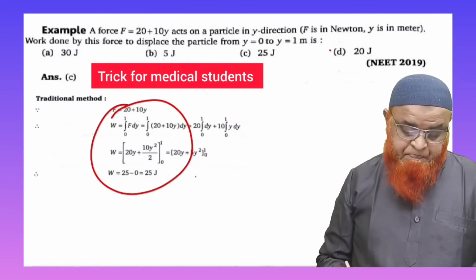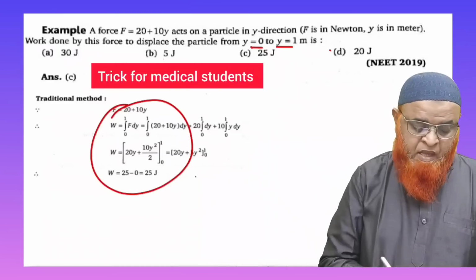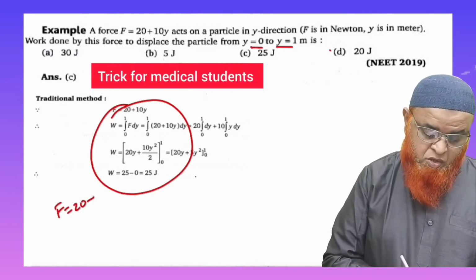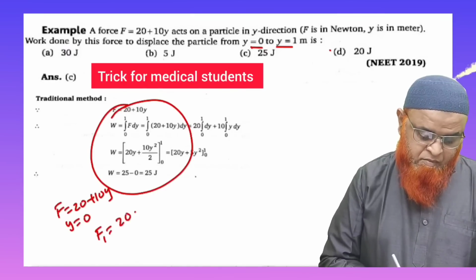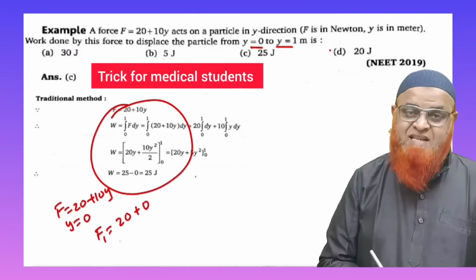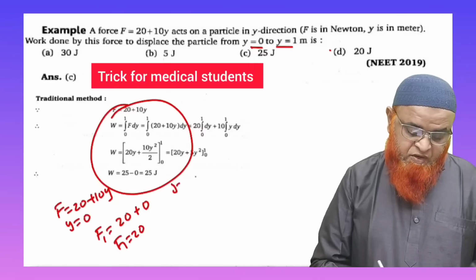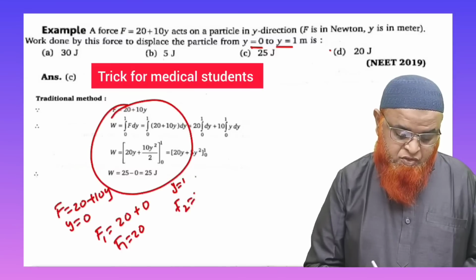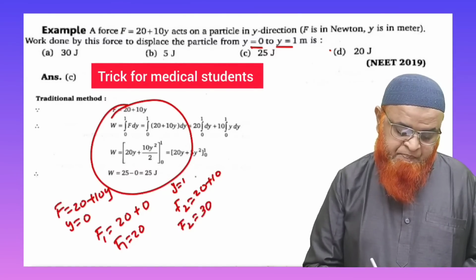So you can just see here, if you observe in this problem, it is given that y is equal to 0 and y is equal to 1. See here, for example, if y is equal to 0, you all know that f is equal to 20 plus 10y. So if y is equal to 0, f1 will become 20 plus 10 into 0, so we're getting f1 as 20 here. Next, if y is equal to 1 according to the condition here, then you will be getting f2 equal to 20 plus 10 into 1, that is f2 is going to be 30 here.